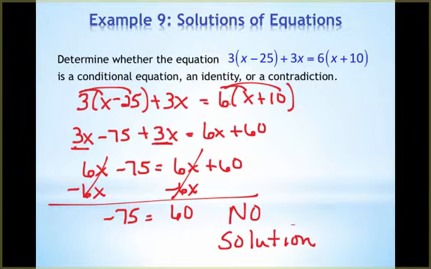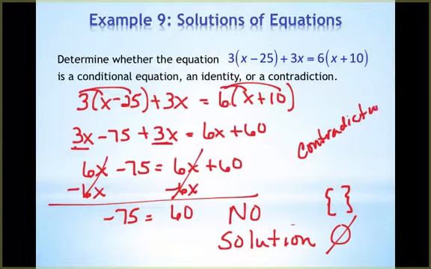And there's several ways I can write that. One is to write it with an empty set of brackets or a 0 with a slash through it, which is called the empty set. And what that means is that this is a contradiction because nothing would ever make this true.